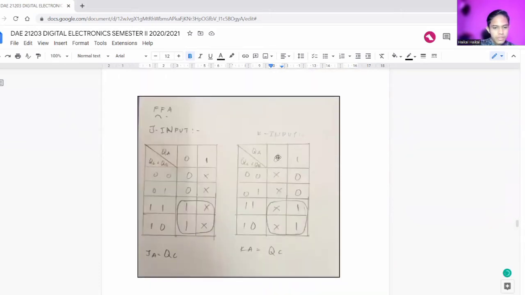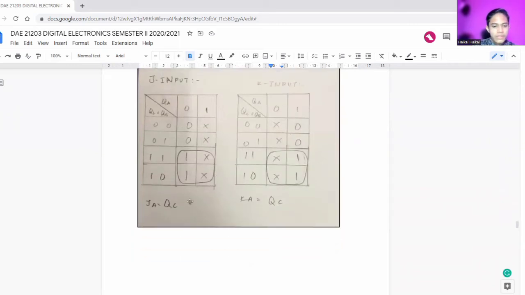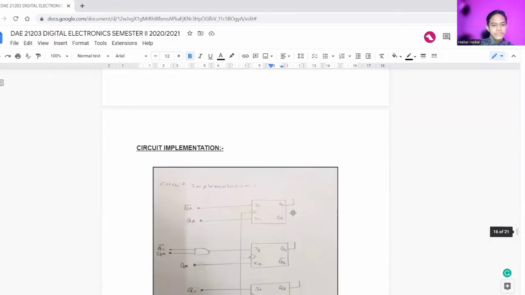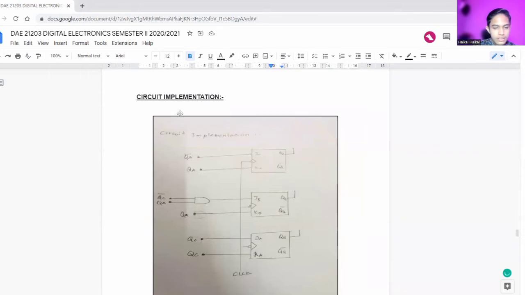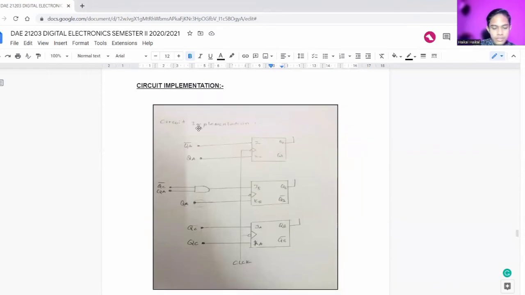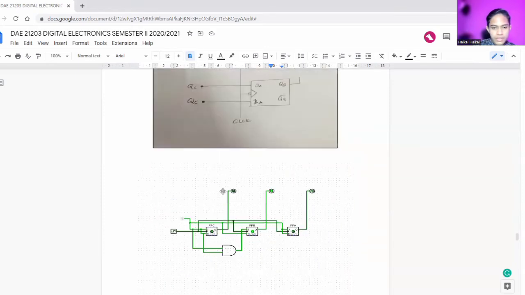For flip-flop A, we also divide the K-map into two, for the J input and K input. So the output is JA equals QC and KA equals QC. The last answer is the circuit implementation. As you can see, this is our circuit implementation, and we also did it in Logisim.